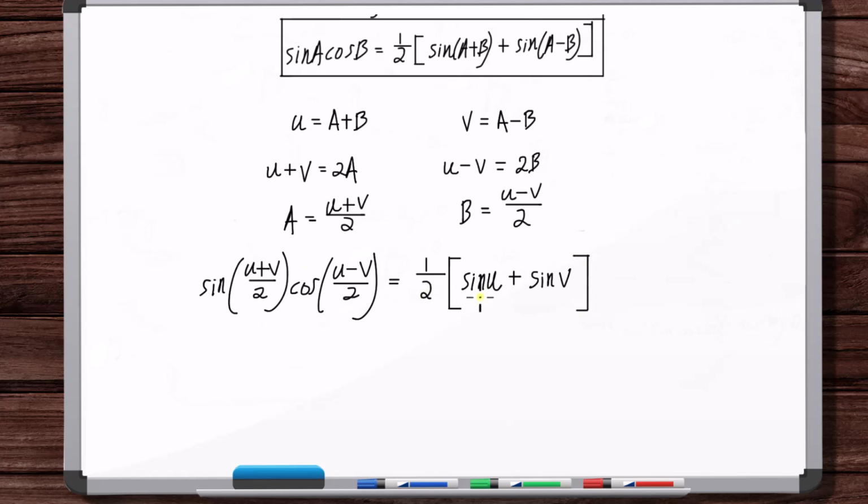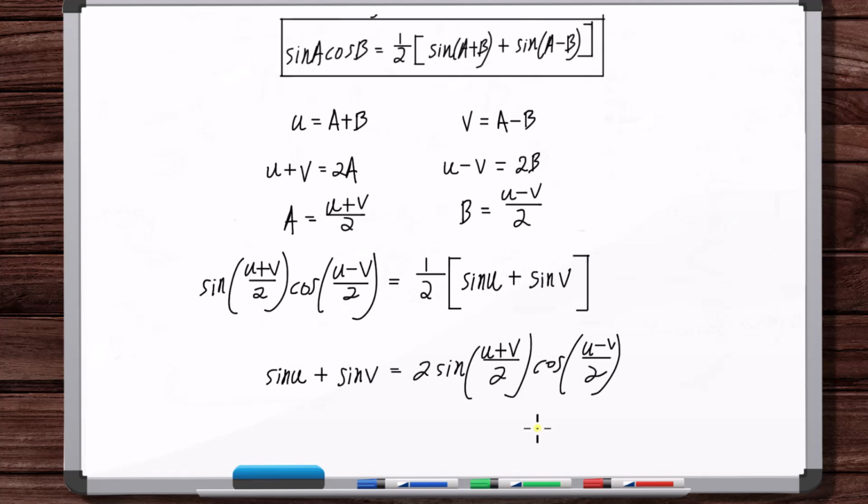Okay, now in the same way that we did previously, let's divide both sides by 2 and flip the sides to where we're going to have sine of U plus sine of V is equal to 2 sine of U plus V divided by 2 times cosine of U minus V divided by 2. And there you go.